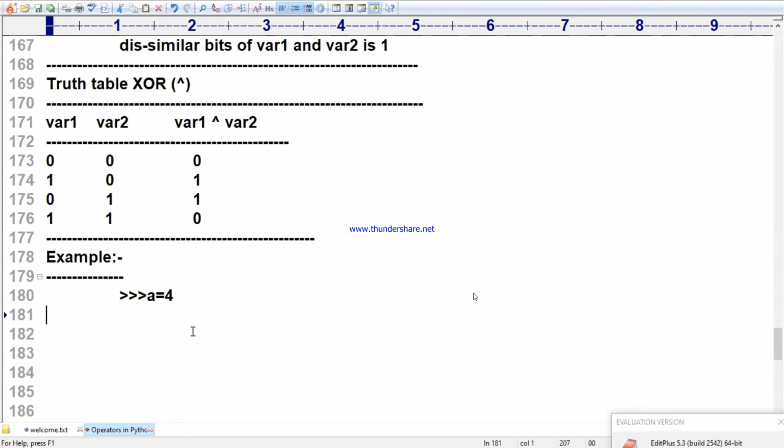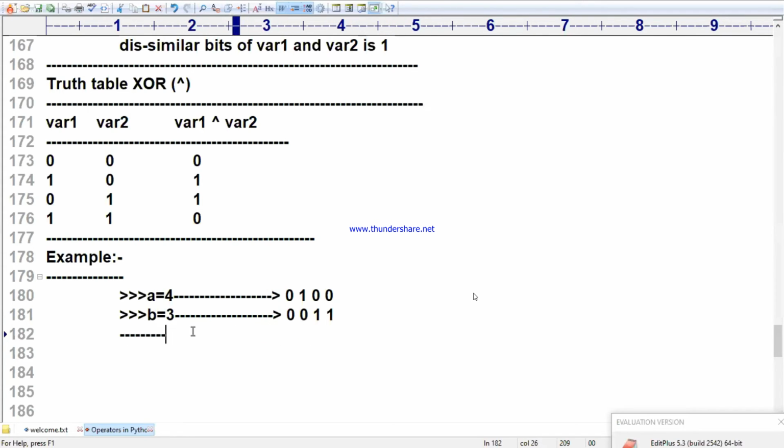A is equal to 4. What is the binary representation of 4? 0, 1, 0, 0. Yes or no? B is equal to 3. What is the binary representation? 0, 0, 1, 1. Now I will say, see the result.